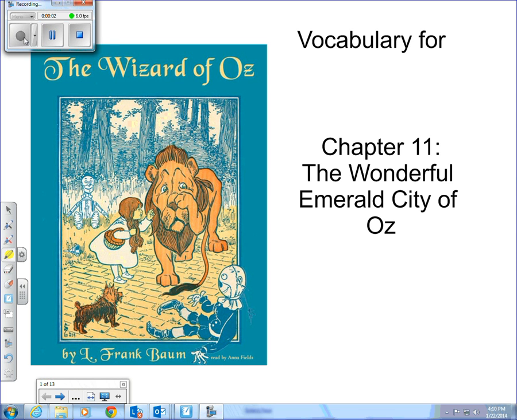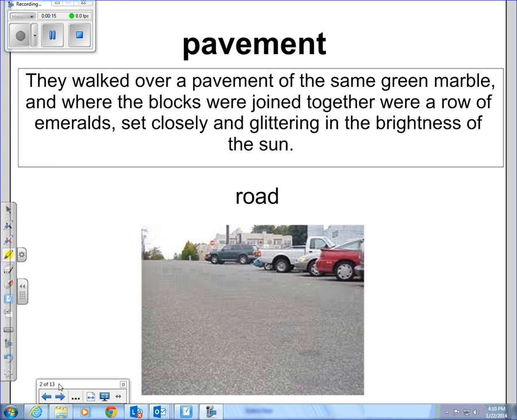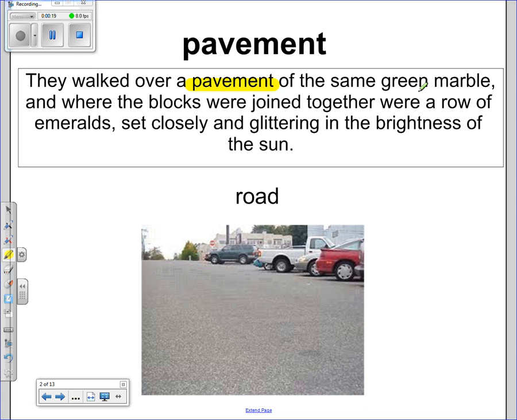Good afternoon. It's time already for Chapter 11 from The Wonderful Wizard of Oz, and this chapter is The Wonderful Emerald City of Oz. So let's start with our first vocabulary word, and our first word is pavement. They walked over a pavement of the same green marble, and where the blocks were joined together were a row of emeralds set closely and glittering in the brightness of the sun.